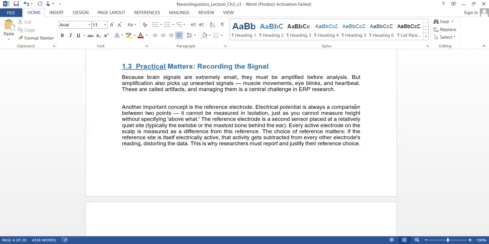Now, from the quiet site, you try to measure the activity wherever it is on the scalp. So it's always relative. You need to compare one point with another point. So the activity at all the other points on the scalp is measured against, or compared against, the earlobes and all that, right?